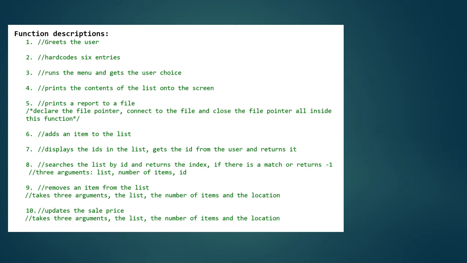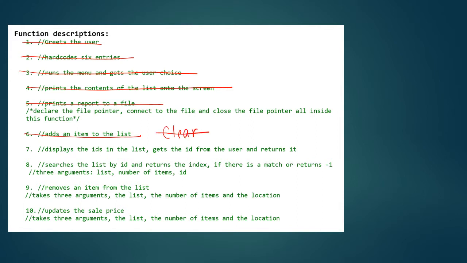All right, welcome. So let's just go over what we've already covered. We've already done greeting the user, hard coding 6 entries, running the menu, printing the contents onto the screen, printing the report to the file, adding an item to the list, and we also have covered how to clear.